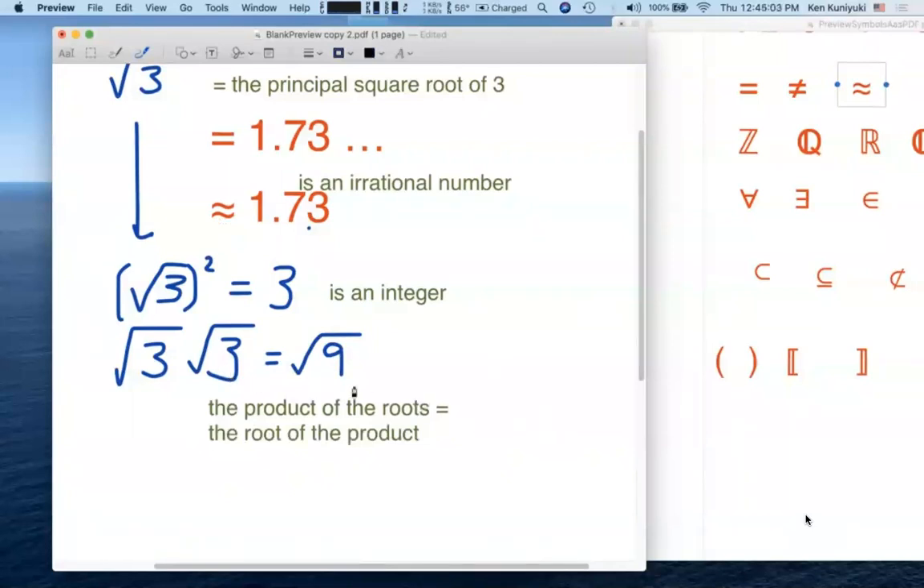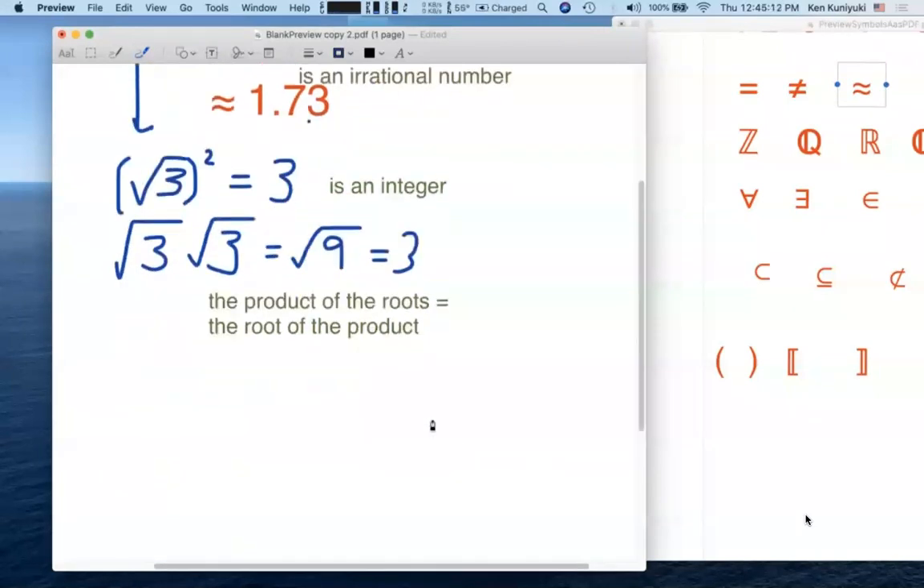And what is the principal square root of 9? Well, it is 3. It's the only non-negative number with the property that when you square it, you get 9.